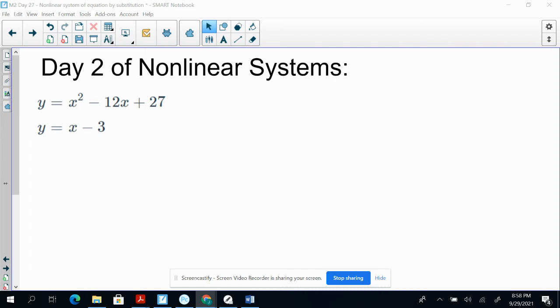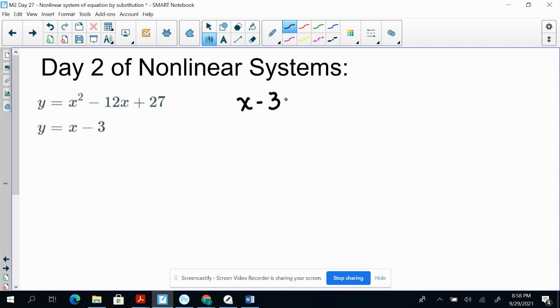Okay, guys, so again, by substitution. In this case, both of these are in beautiful y equals mx plus b form for your linear, and then standard form, y equals standard form for your quadratic. So probably, if left to my own devices, I would graph them in Desmos. But we're going to copy these down as substitution just for practice of solving equations.